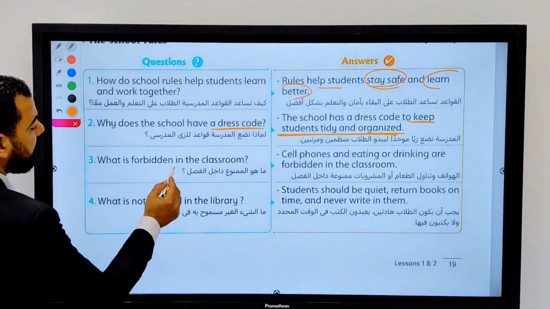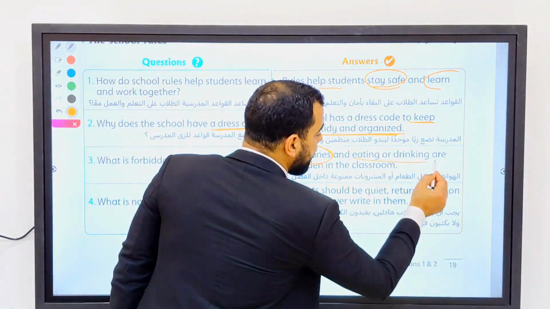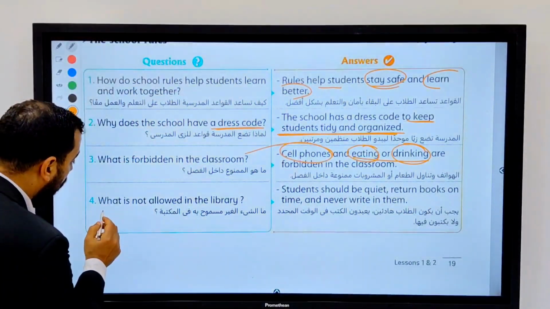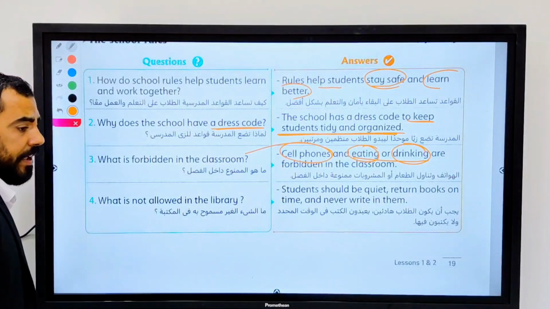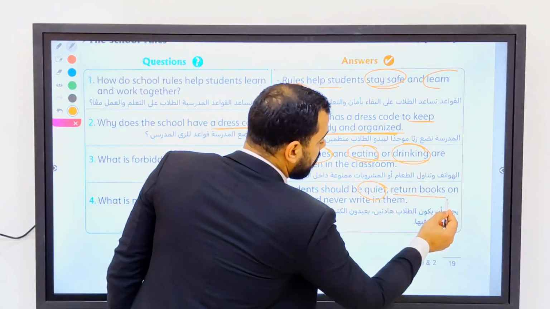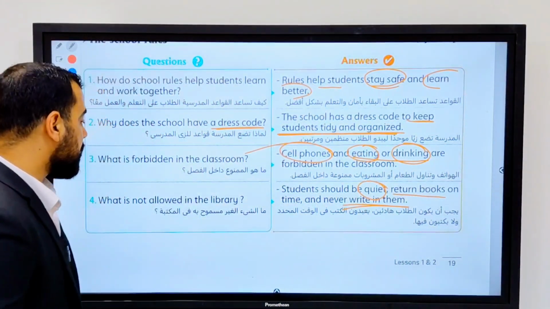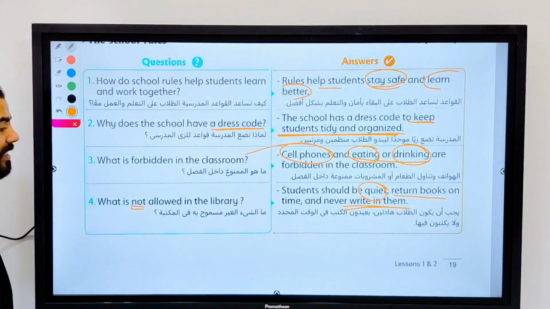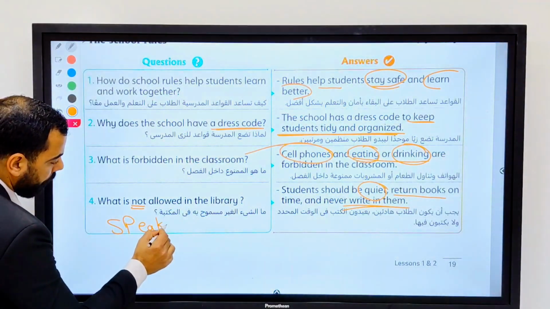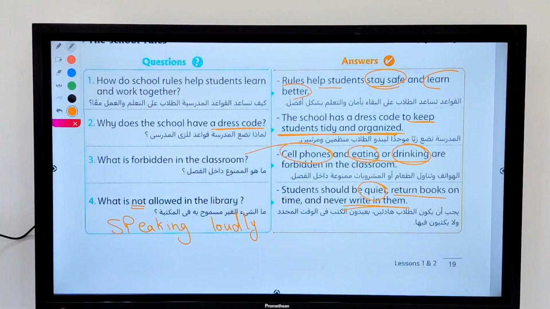What is forbidden in the classroom? Cell phones are forbidden. Okay, eating and drinking are forbidden in the classroom. Okay, what is not allowed in the library? What things can't you do in the library? Students should be quiet, return books on time, and never write in them. Okay, so he is asking you about what is not allowed in the library. Okay, so speaking loudly isn't allowed in the library.